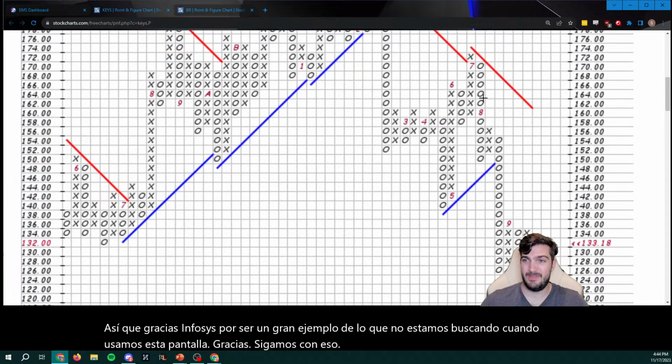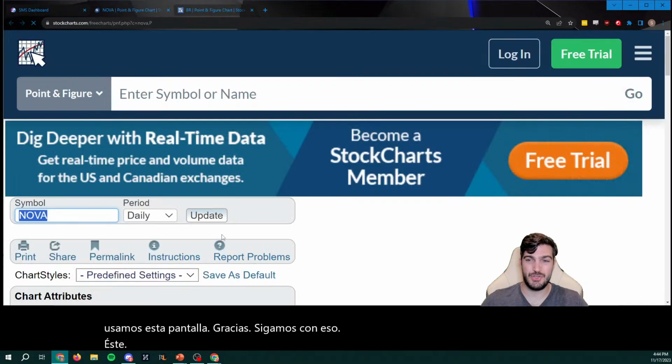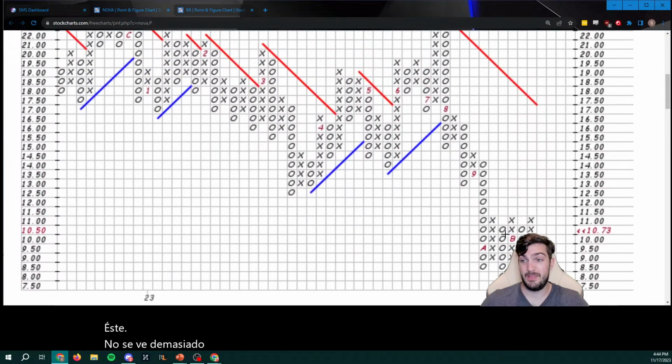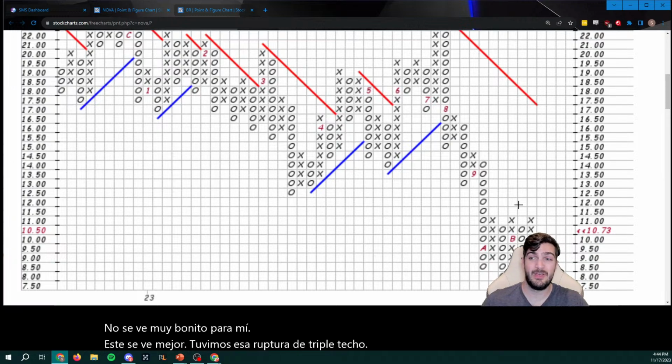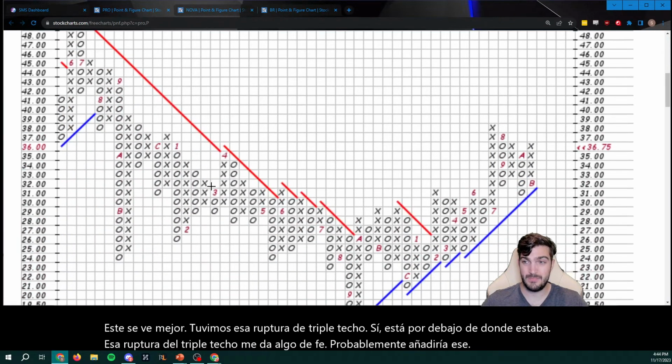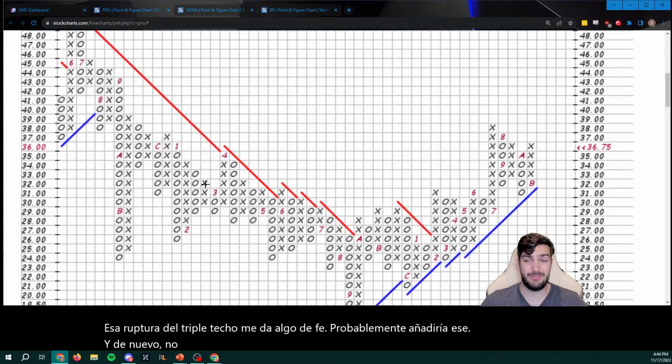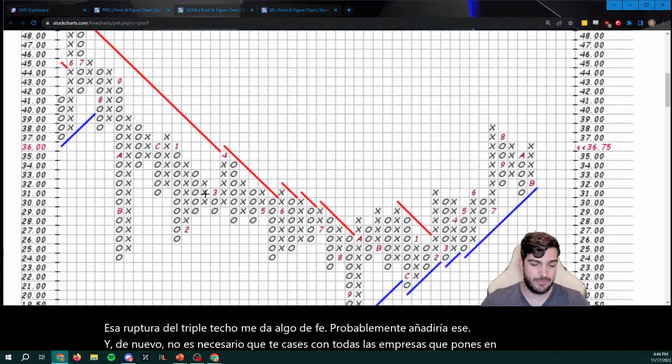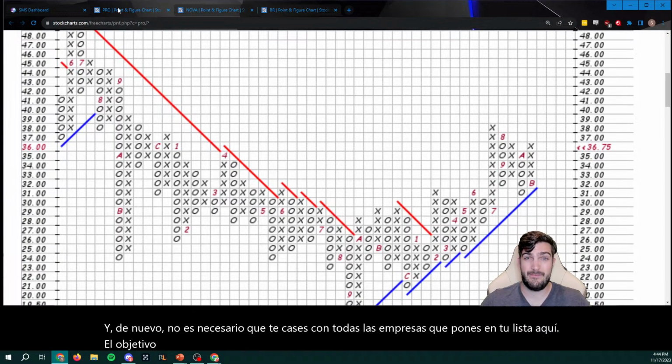Again, this isn't looking too pretty for me. This one is looking better. We got that triple top breakout. Yeah, it's down from where it was. That triple top breakout gives me some faith. I would probably add that one. And again, you don't need to marry every company you're putting on your list here. The goal is that you find choices. Find as many or as few as you want.